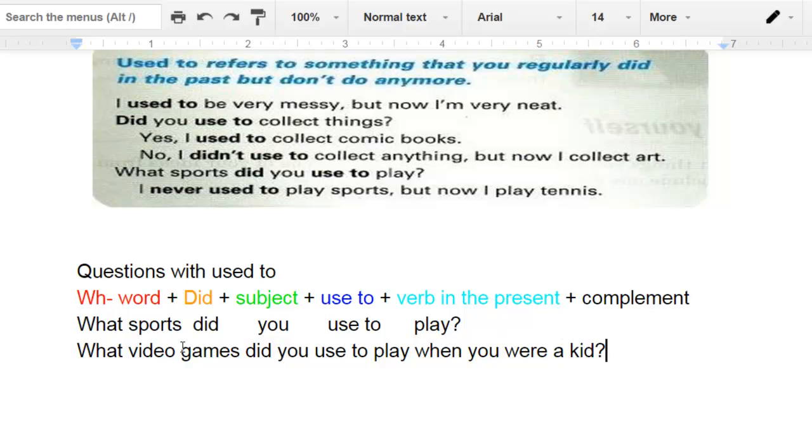So what video games, that will be my WH word. It follows the auxiliary did. Subject is you, used to, and the verb in its present form, and then whatever complement.